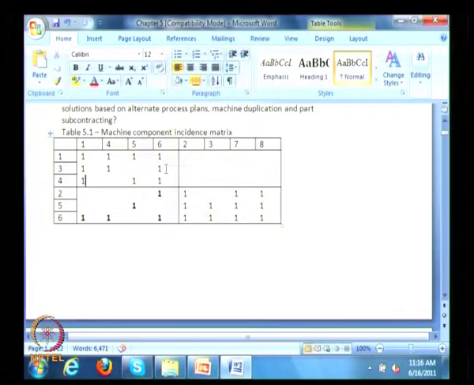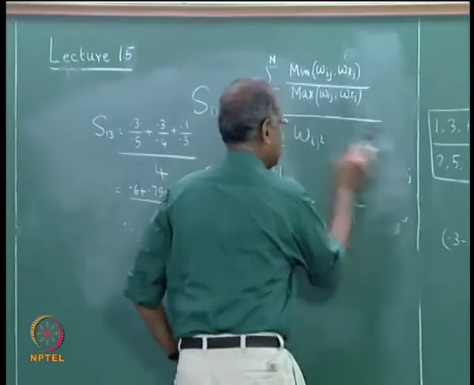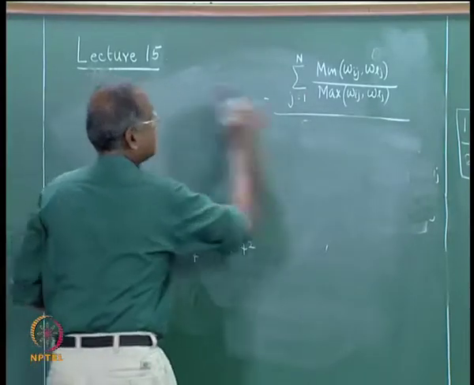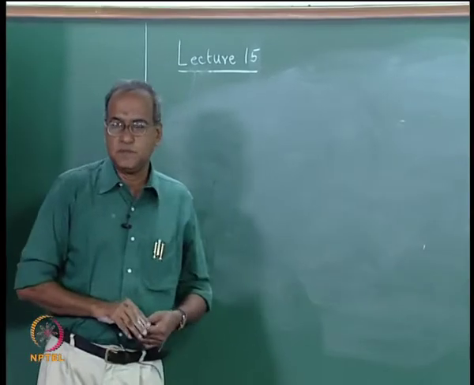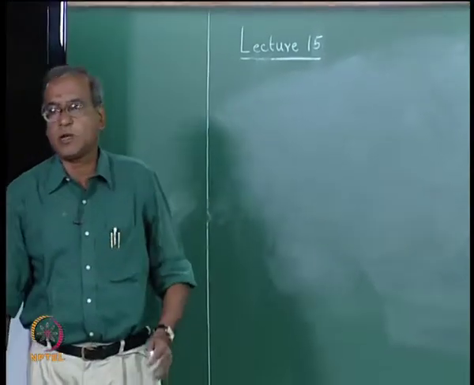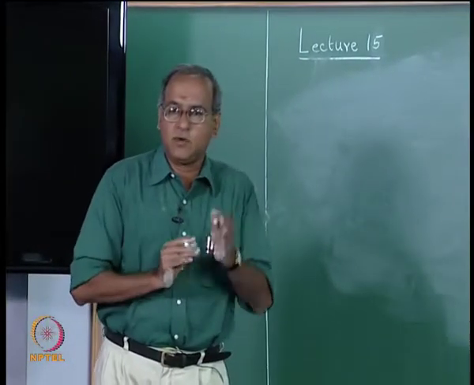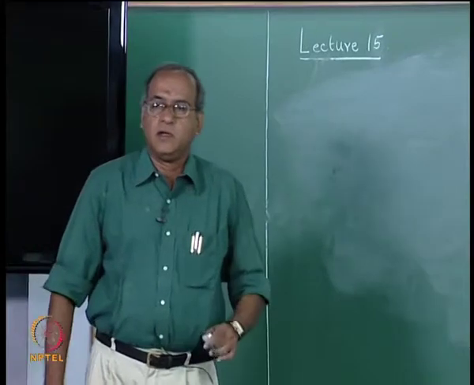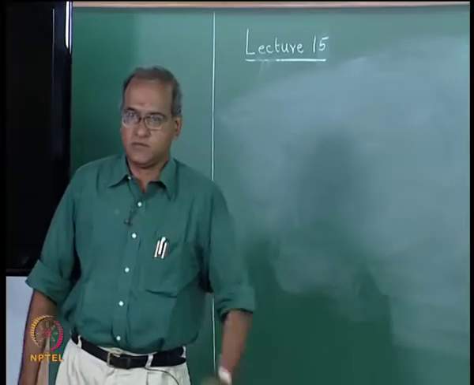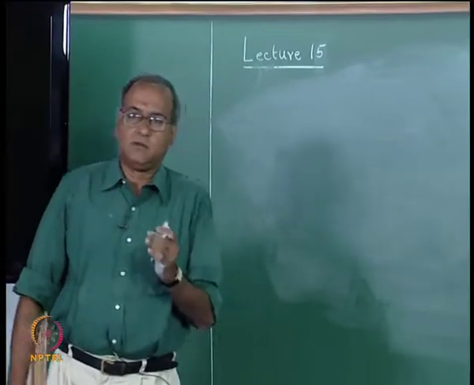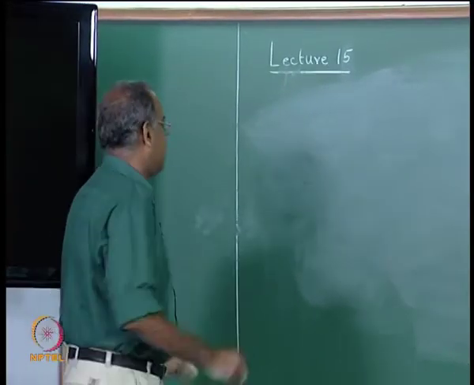Now, so far what we have seen in cell formation is cell formation with binary data, cell formation with sequence data, and cell formation with workload data. Now, let us go back and try to look at a few other things. In all the three, the common thread is to minimize the inter-cell moves, which was also what we tried to do in production flow analysis. So, at the end we have inter-cell move.